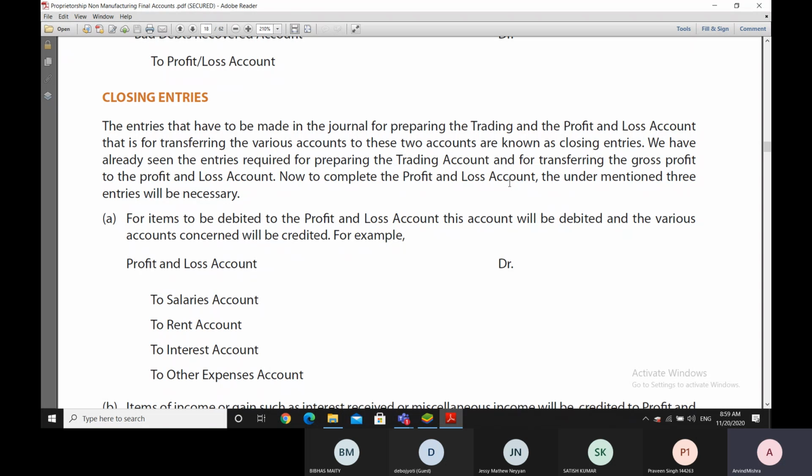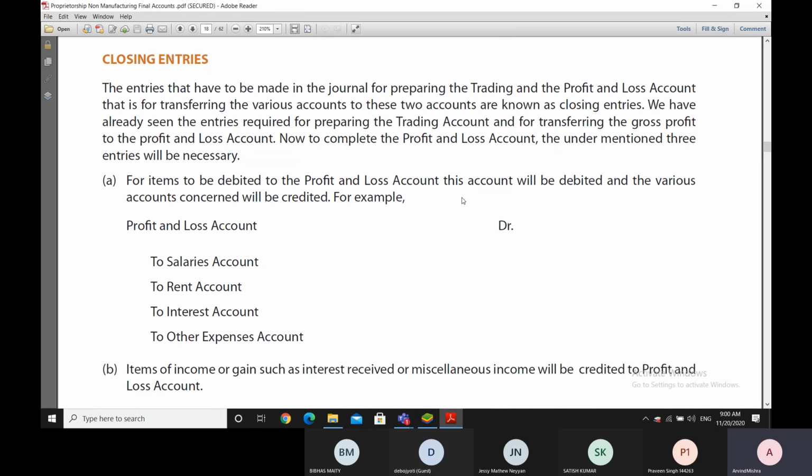Now, we have already seen earlier that we are transferring certain entries to the trading and profit and loss account. And after having transferred all the expenditures which are related to the trading account and which are related to the profit and loss account, and after having transferred all the incomes and receipts, the opening inventory and the closing inventory, having done each and every one of these things, now what we have to do to complete the profit and loss account is make 3 entries. We have already seen the trading account entries.